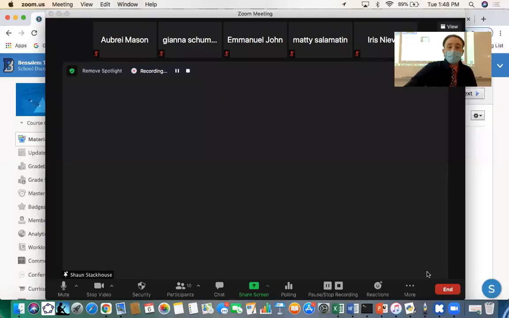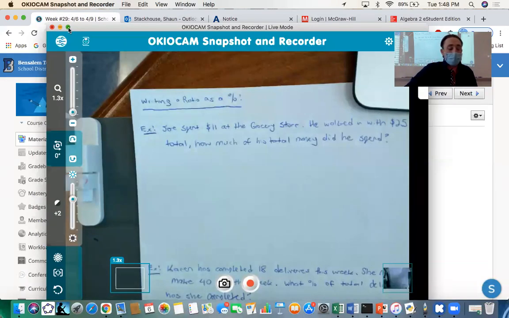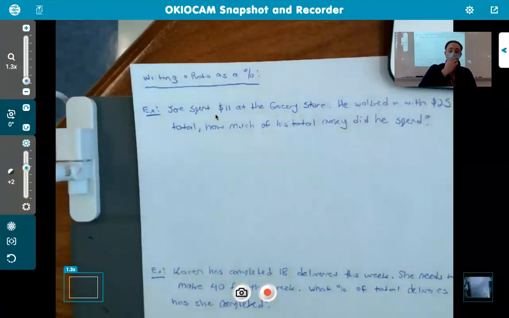Okay. So, like I said, today we are working on writing a ratio as a percent. So we're moving right along with our percentage topics, taking care of those little by little, adding an extra layer on as we go. Essentially, when we're writing a ratio as a percent, we're applying percentages now to some real life examples.